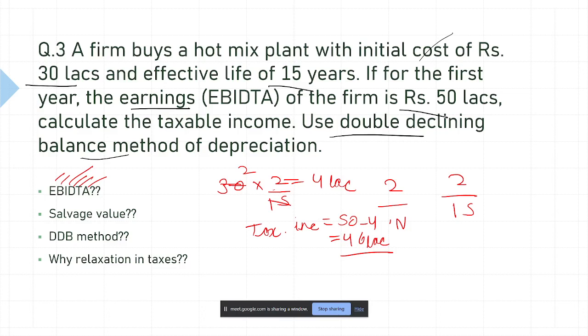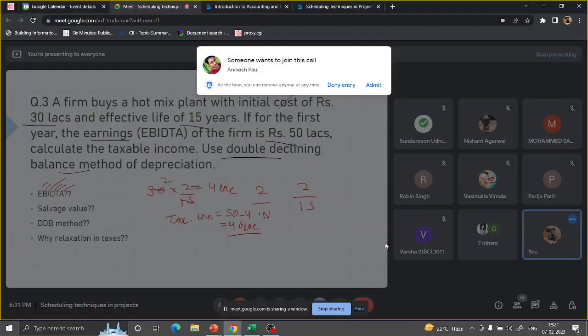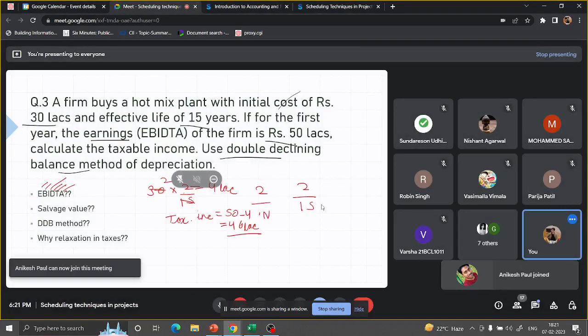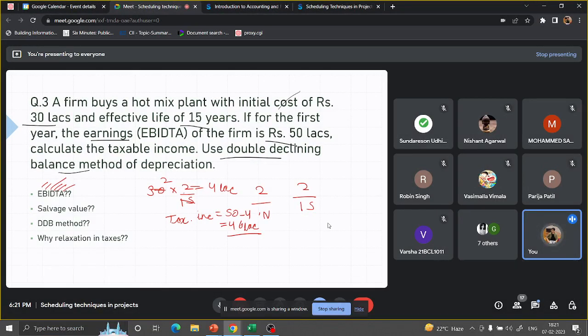Now my question to you guys is, the firm earned 50 lakh. This depreciation is not something that the firm paid in terms of money. So why are we getting tax benefits? Anybody? I mean, you understood my point, right? Initially, the firm earned rupees 50 lakh for the first year, but its asset depreciated in value by 4 lakh. So it has to pay taxes on income reducing it by 4 lakh. But this 4 lakh didn't go in cash. I mean, the company didn't pay it, right? Only the book value changed. So why are we getting some tax benefit?